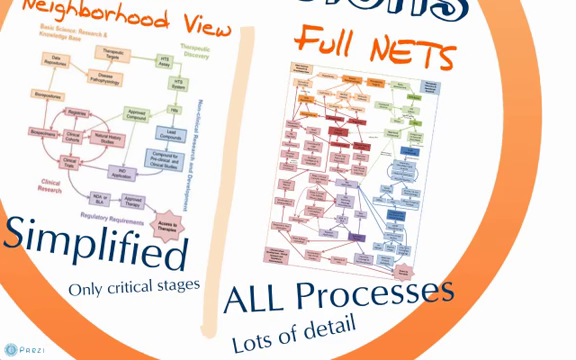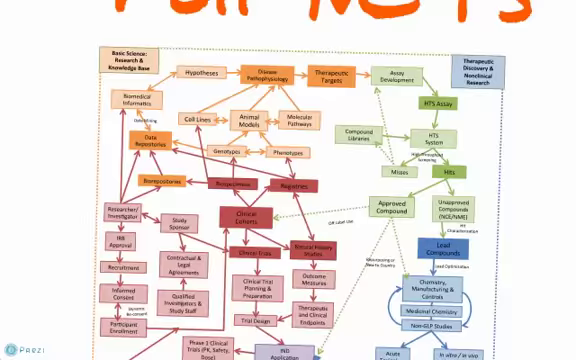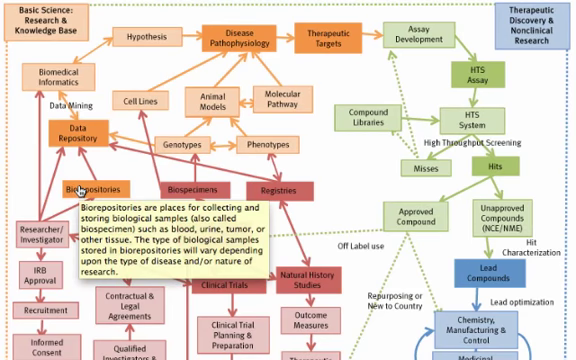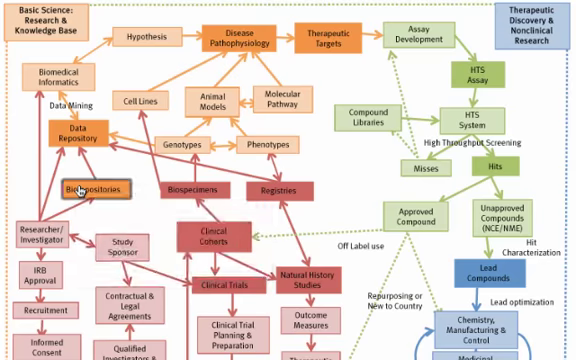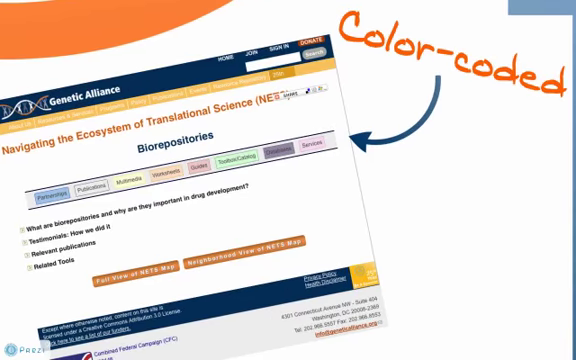You can utilize the neighborhood map to get a general understanding of the processes before delving into the details of the full NETS map. While viewing either version of the map, you can roll your cursor over any box to see a short definition of that process. Clicking on the box will open a toolkit of resources.